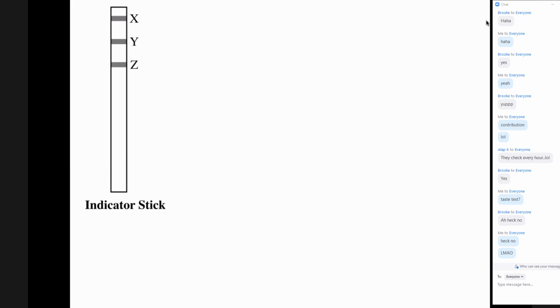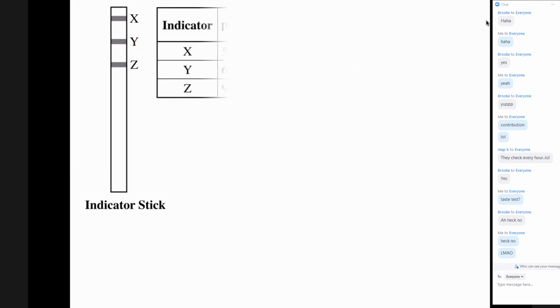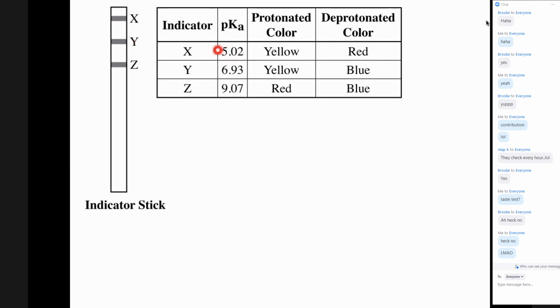So once upon a time, maybe they had a passage where they had indicators A, B, and C on the stick. And to avoid copyright issues, I'm calling them X, Y, and Z. And they might have given you a table that said, here's the pK, and they told you what color it was when it's protonated and deprotonated. How many know that yellow, red, and blue are primary colors?